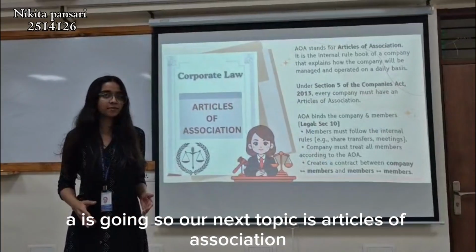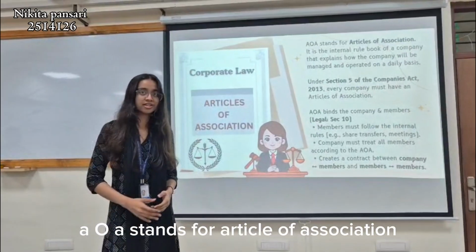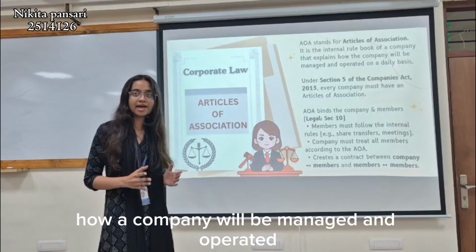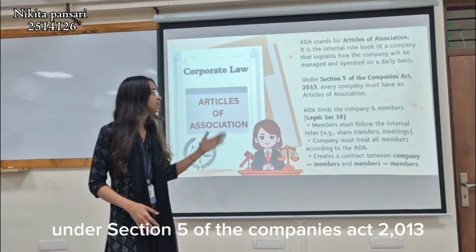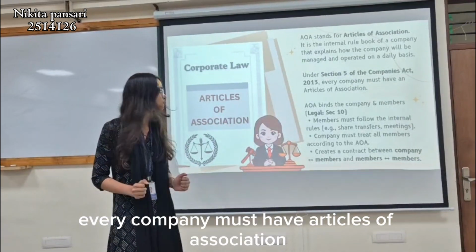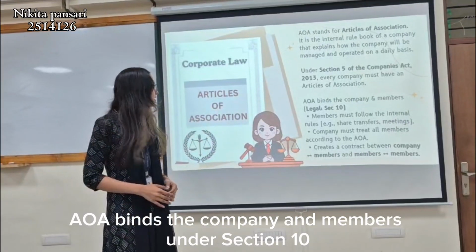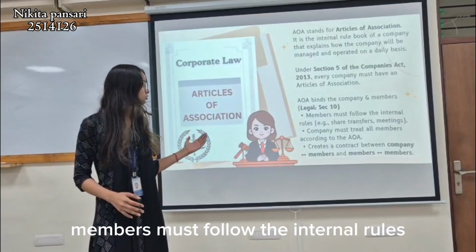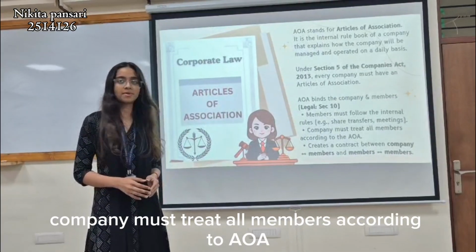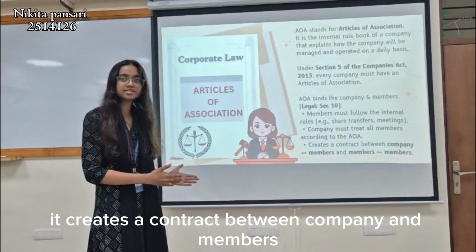So, our next topic is Articles of Association. AOA stands for Articles of Association. It is the internal rule book of a company that explains how the company will be managed and operated on a daily basis. Under Section 5 of the Companies Act 2013, every company must have Articles of Association. AOA binds the company and members under Section 10. Members must follow the internal rules, for example shares, transfers, meetings. The company must treat all members according to the AOA. It creates a contract between the company and members and between members.